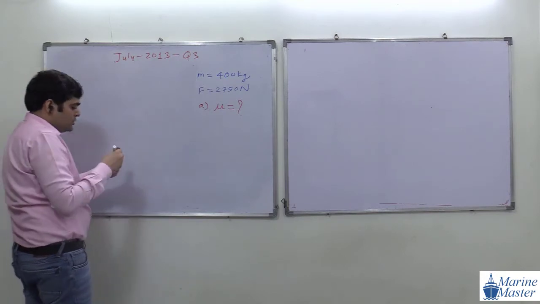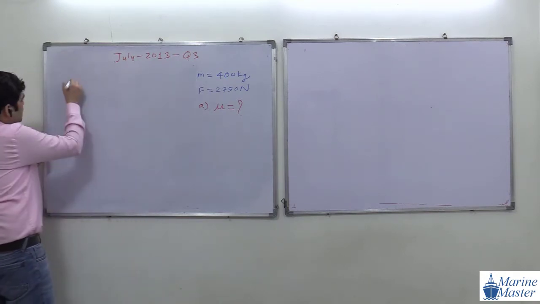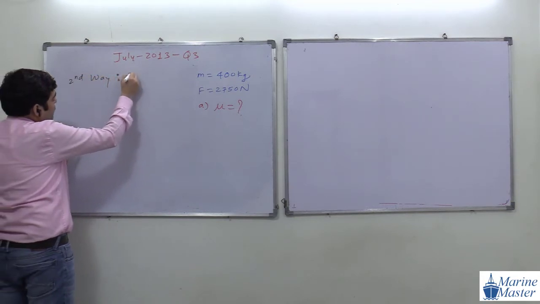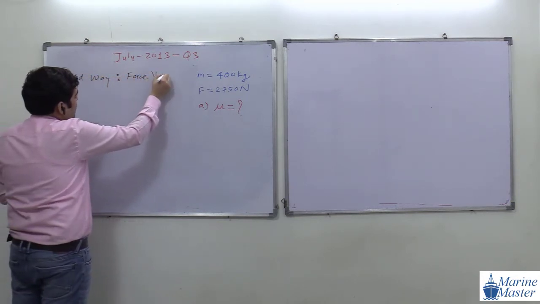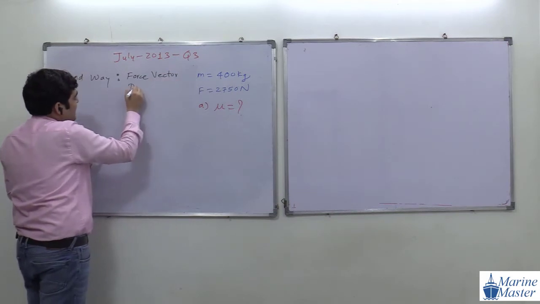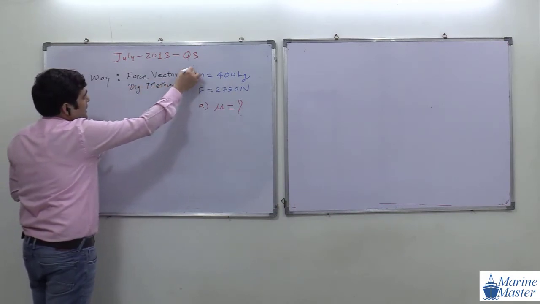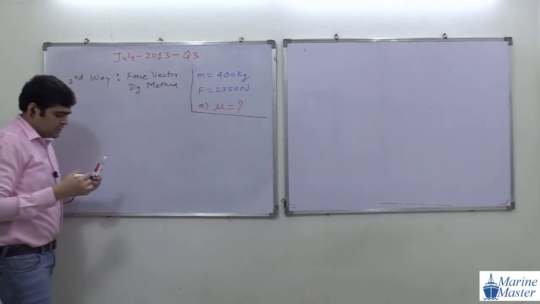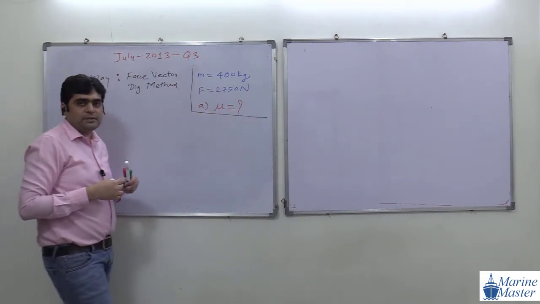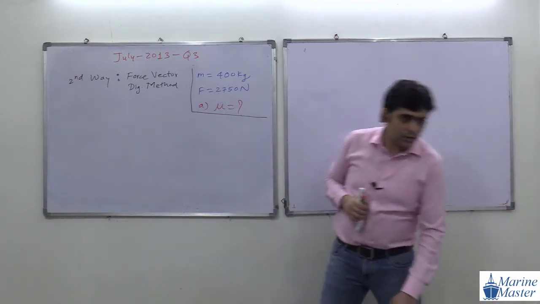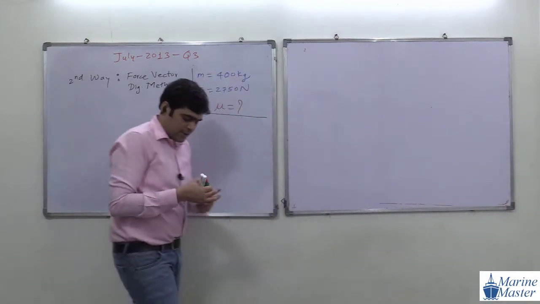I am going to use the second way. What is our second way? Force vector diagram method. Try to see the scenario here, guys. Everyone, please. Does anyone have any doubt in this discussion till now? Okay, good. So see the point here.